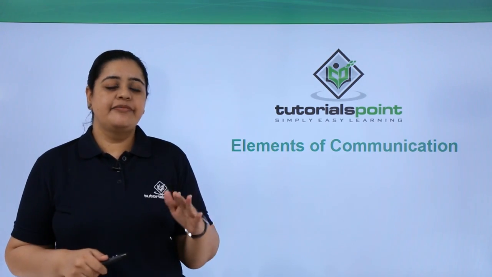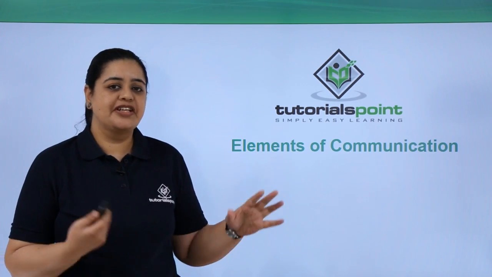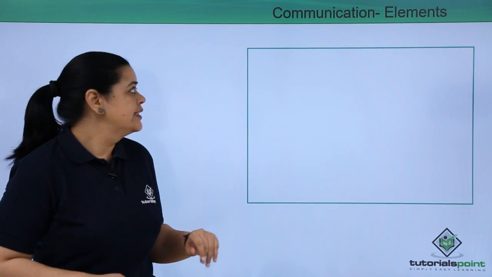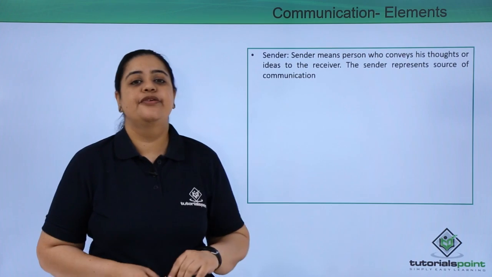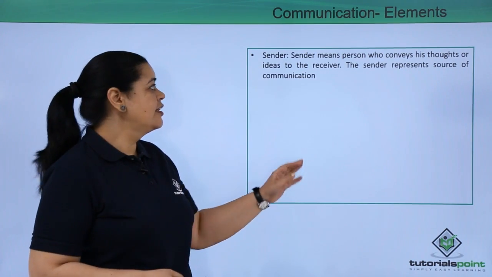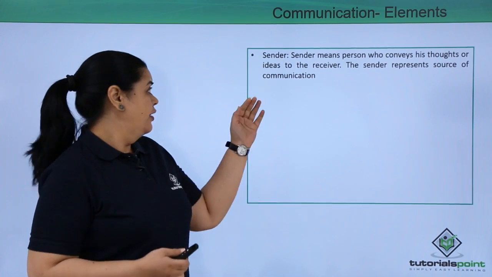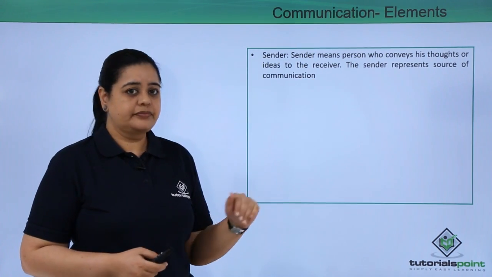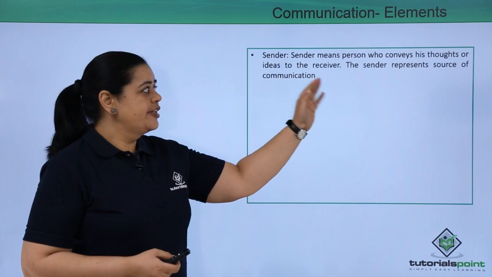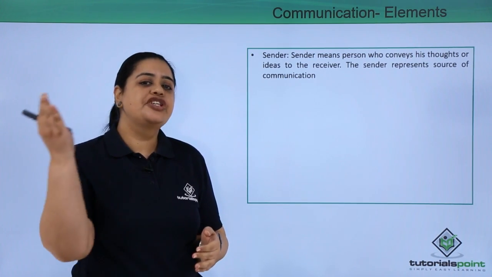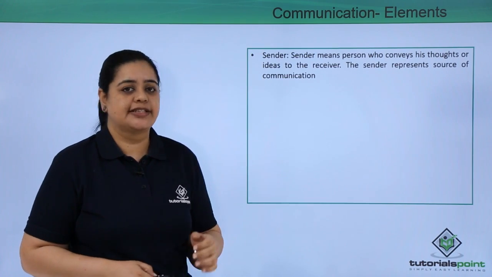See, we saw the diagram about the elements of communication. Now let's understand each of the elements in detail. See, the first one is the sender. Who is the sender? This is a person who wants to convey his thoughts, his feelings, his ideas to the receiver. The sender would represent the source of communication. So that's the person through which the communication process starts.